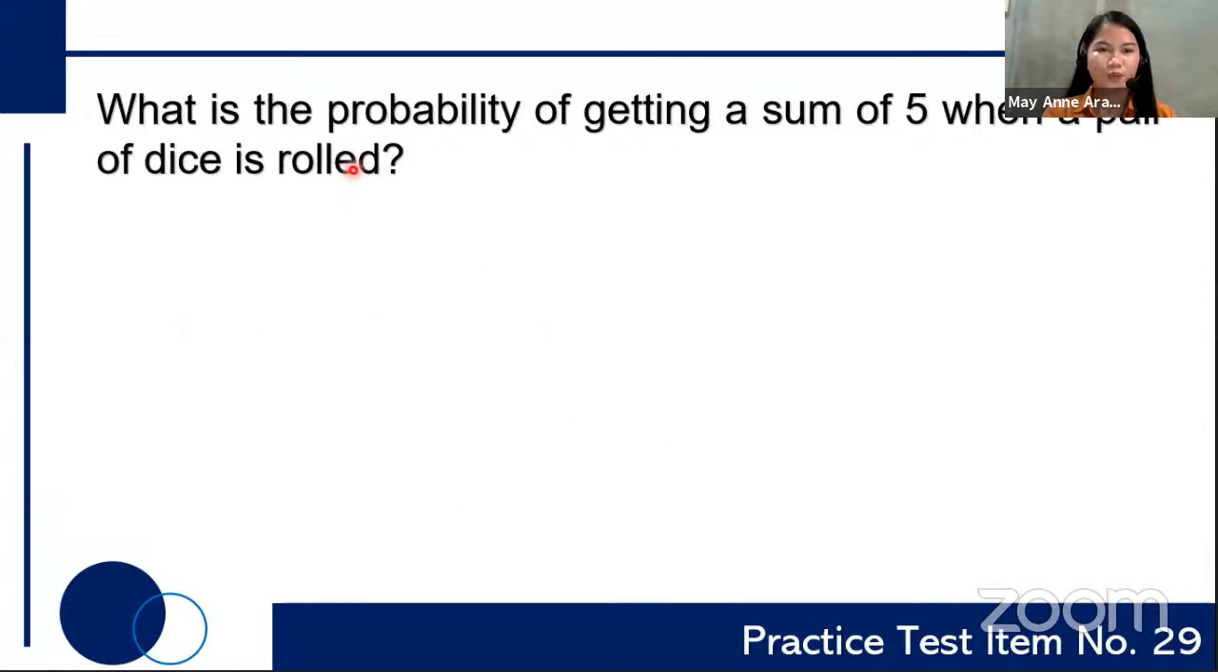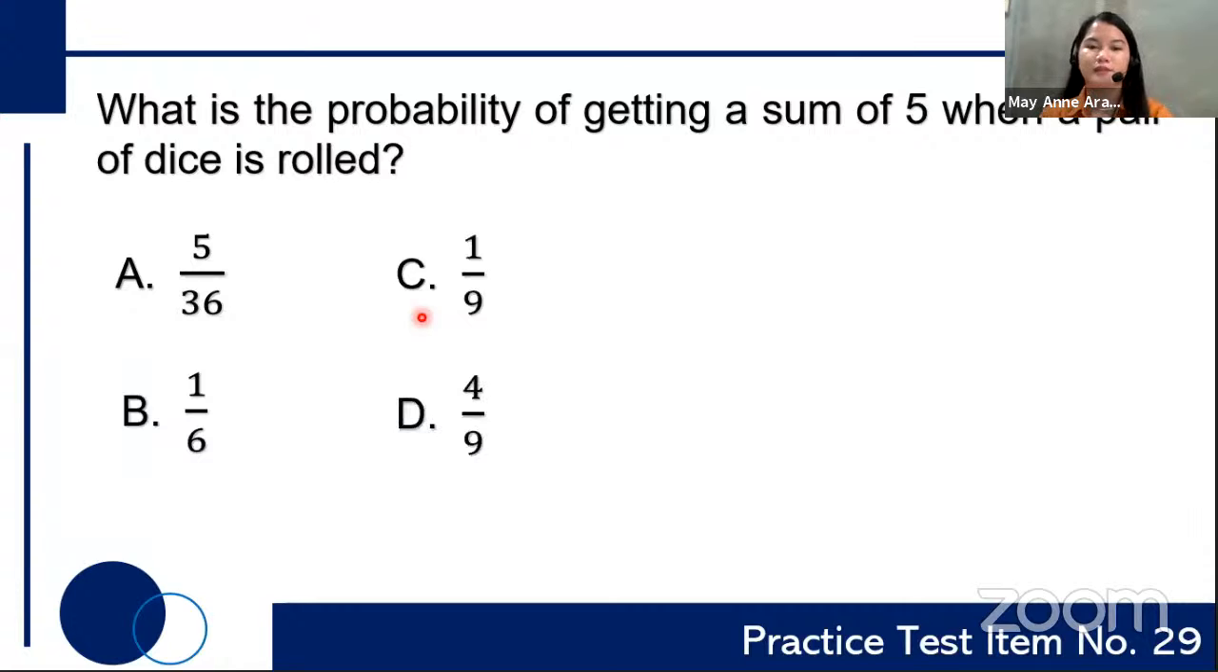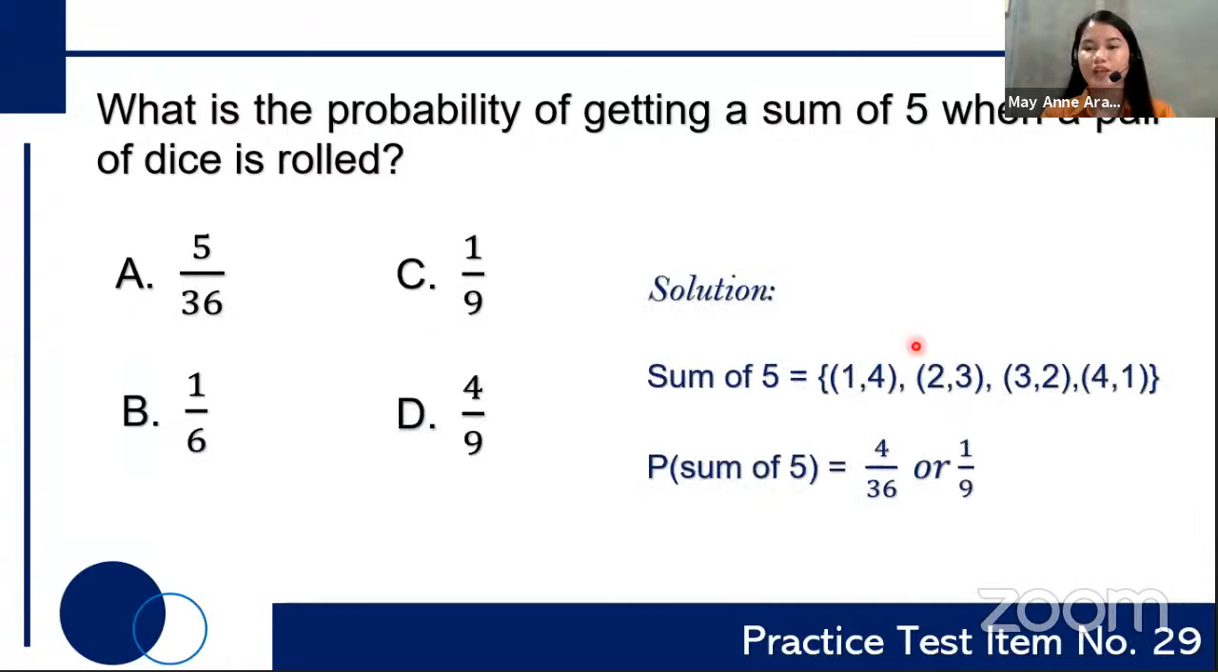Okay, next. What is the probability of getting a sum of 5 when a pair of dice is rolled? So what are the pairs with a sum of 5? It is always over 36, and it only changes when simplified. For a sum of 5, the technique is to start with 1. What can be paired with 1 so the sum is 5? That is 4. After 1, followed by 2. What can be paired with 2 so the sum is 5? That is 3, so 2 plus 3 is 5. Next, after 2, you have 3. So 3, 2, that is 5. And last, 4, 1. That is 4 plus 1 is 5.